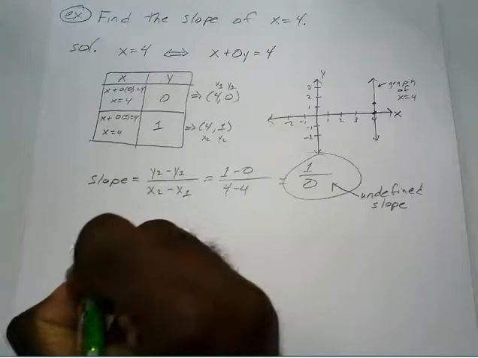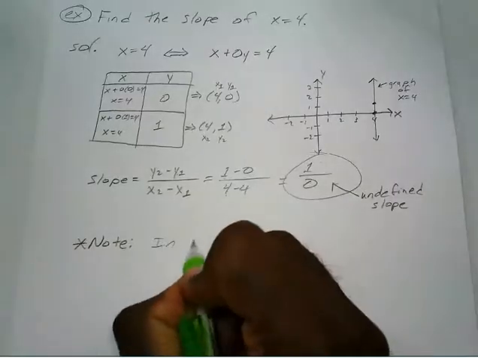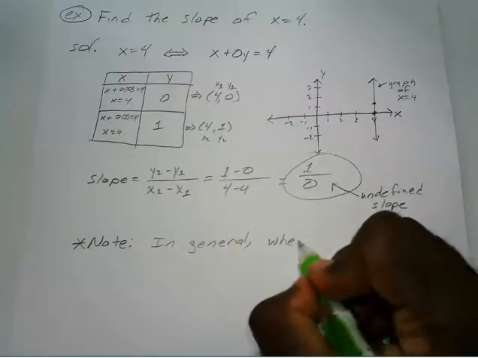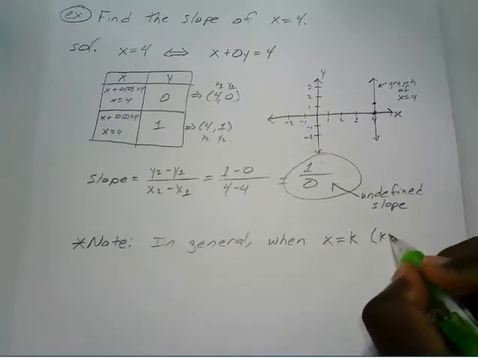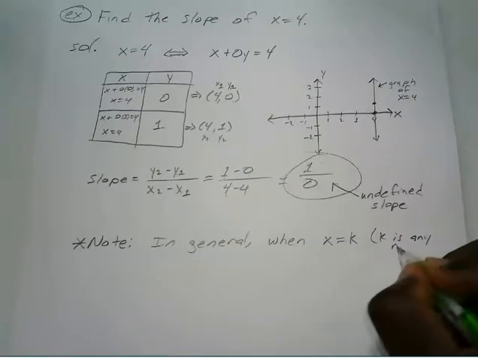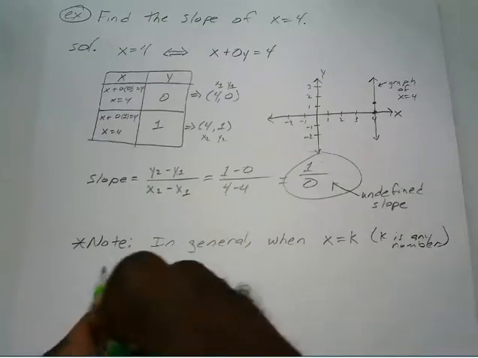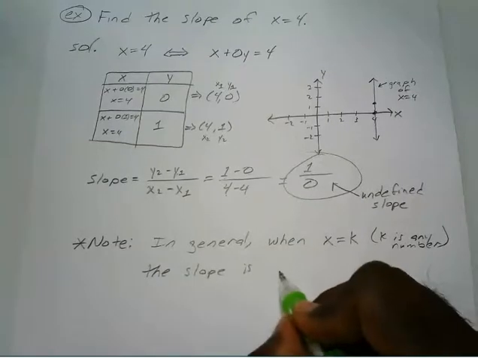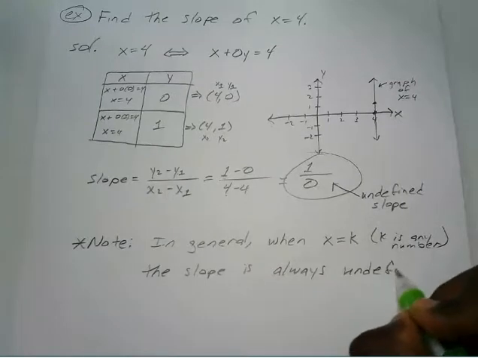Okay, so note, in general, when x equals any number k, so remember k is any number, the slope is always undefined. Okay?